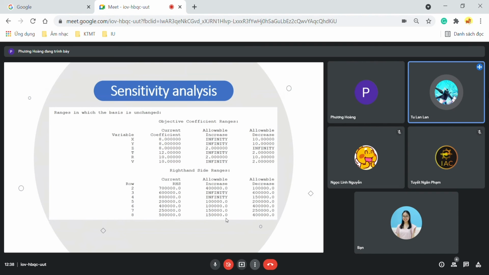Also, we gain the allowable range for the right-hand side in the functional constraints. In constraint 1, it comes from 600,000 to 1,100,000. In constraint 2, it comes from 0 to infinity. In constraint 3, it comes from 650,000 to infinity. Constraint 4 comes from 0 to 300,000. Constraint 5 is from 0 to 500,000. Constraint 6 is from 0 to 400,000. And last one, constraint 7 is from 100,000 to 350,000. So to continue, let's go through some practical applications represented by Lin.